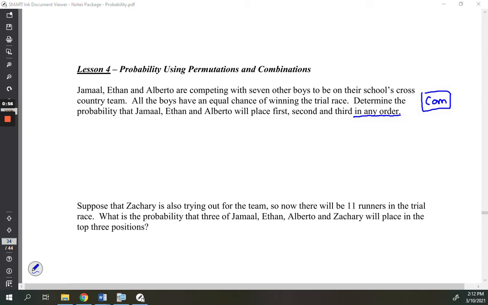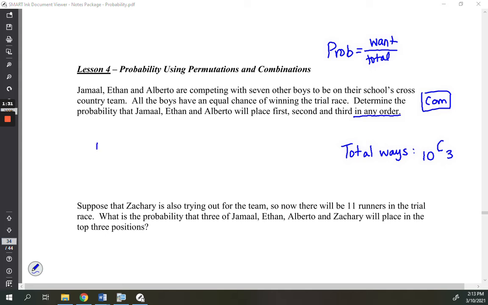What I like to do first is think of my total ways possible. Remember, probability is always what you want, whatever you're looking for, divided by the total possibilities available. So I like to look at my total ways first. We know it's a combination. We're trying to choose the top 3 people on this team. There's 10 total boys, and I want to choose groups of 3 of them for the top 3. So that's the total ways I can choose groups of 3.